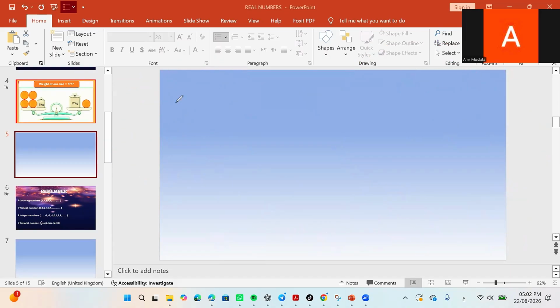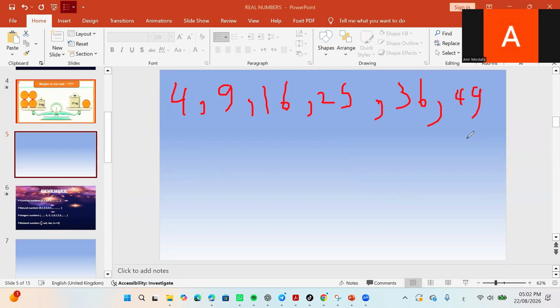Again, 4, 9, 16, 25, 36, 49. All of these numbers are perfect squares. What is the meaning of perfect square? It has a square root. What is the meaning of having a square root?